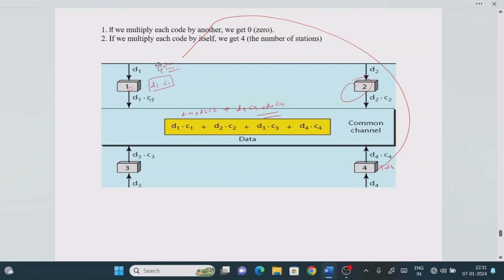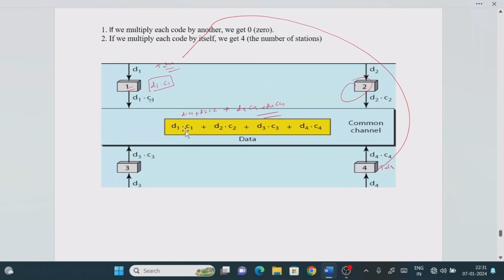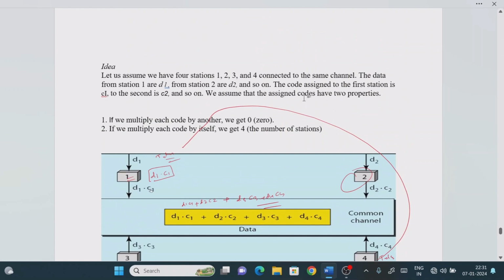So for that only, here we are using the unique codes, right? Now see here, we need to understand two properties. The first means that if we multiply each code by another, we get 0. What is the code here? D1 into C1. Now what is the code of station 2? Something like C2. If you multiply this code with C2, the result will be 0. If you multiply each code by itself, we get 4.